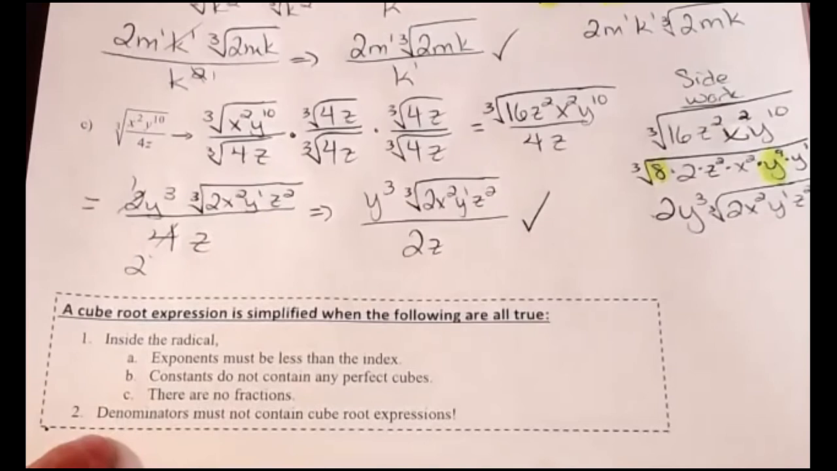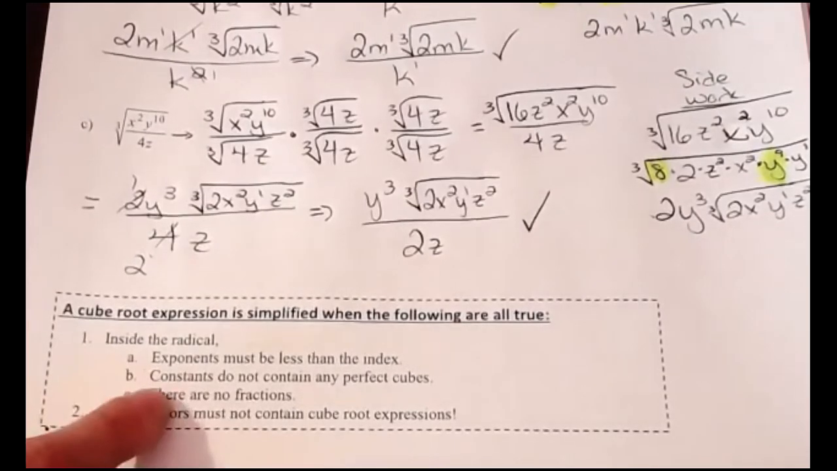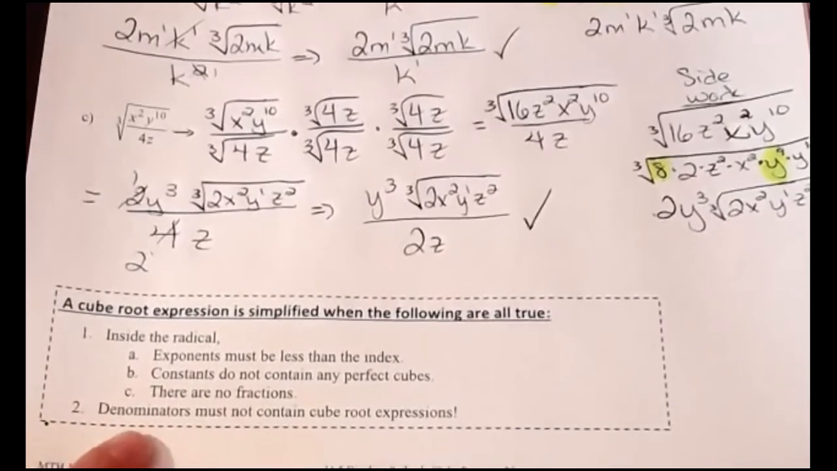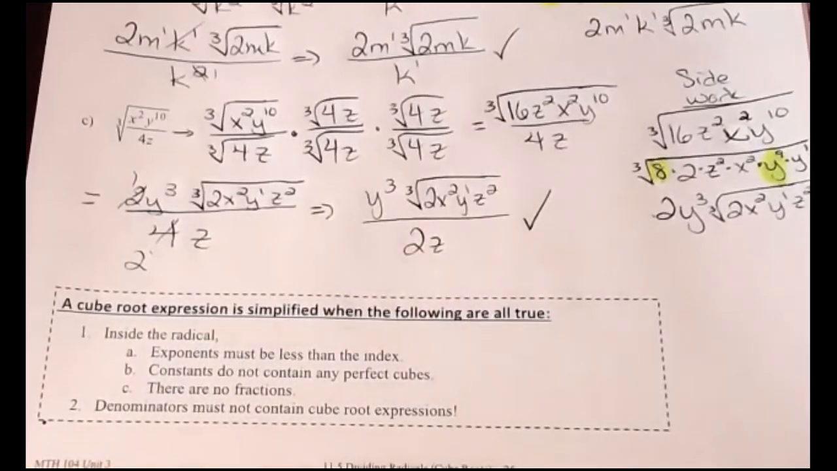In terms of the second thing, it's kind of speaking to the whole idea that there are no fractions. So we have to note that the denominators do not have any cube roots. The denominators can't have any radicals. We have to just remember that. If it does, we have to rationalize. Okay.